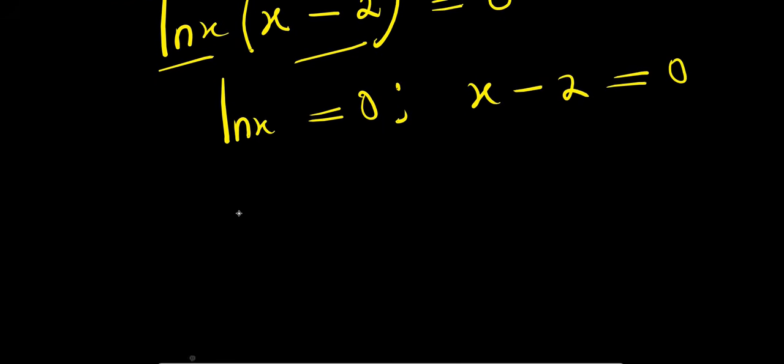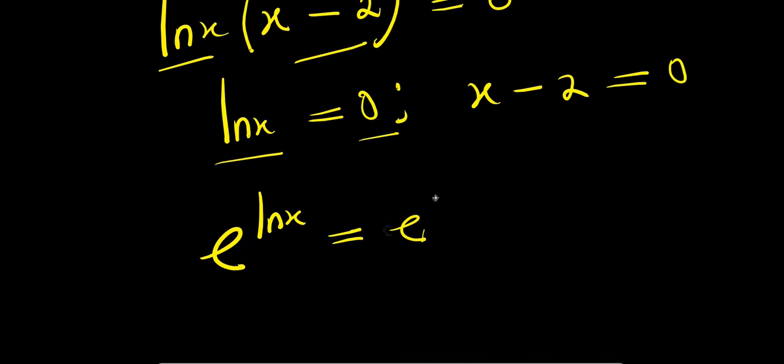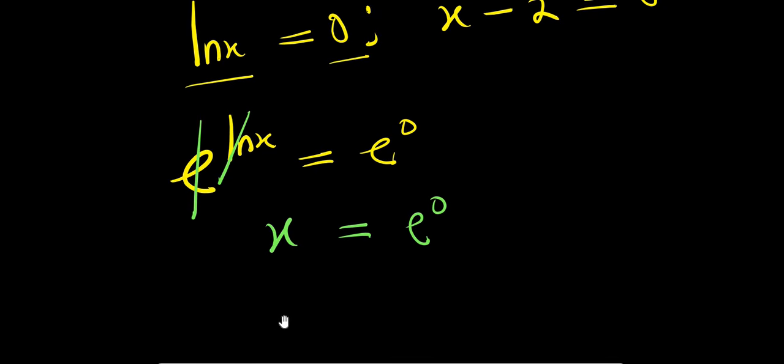If natural log x equals 0, I can solve for x by making use of e: e power natural log x equals e power 0. Next, natural log cancels, then x equals e power 0. And when you have a number raised to the power of 0, it is 1. So that means x equals 1. This also is another solution.